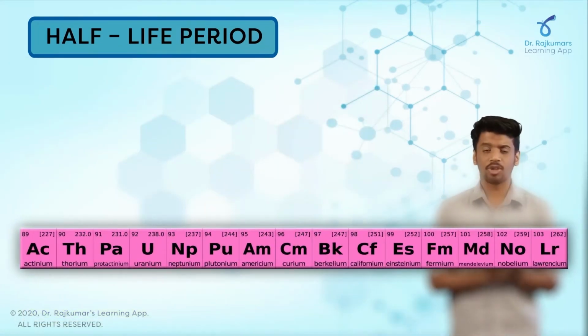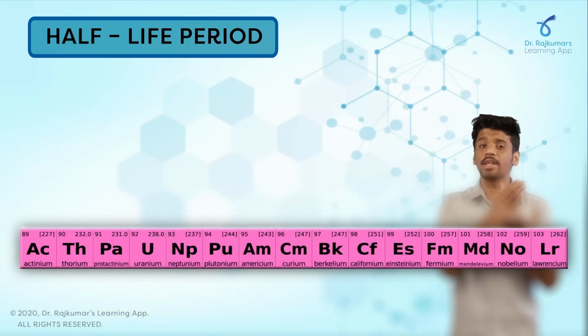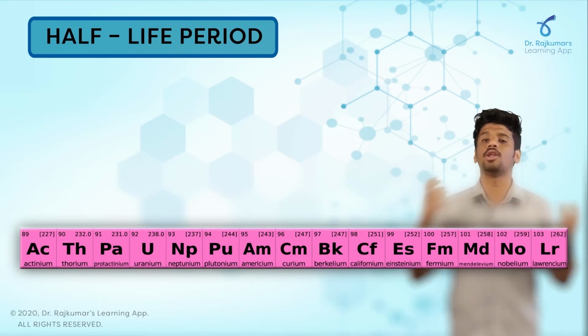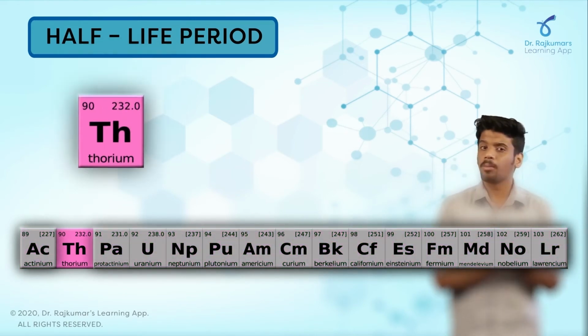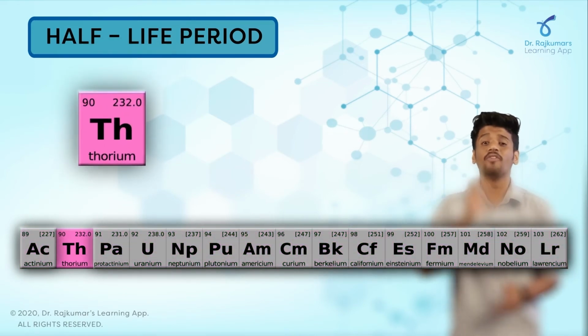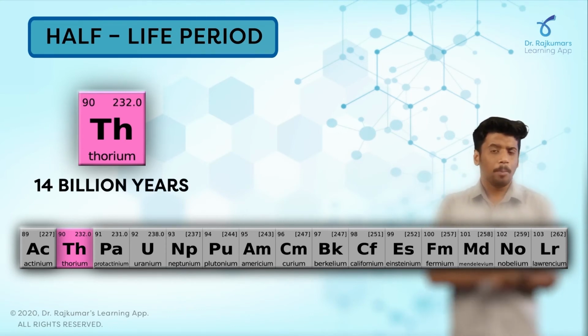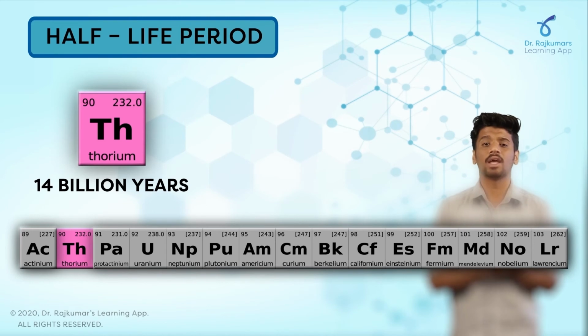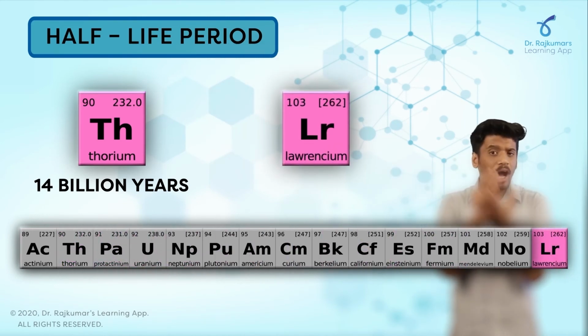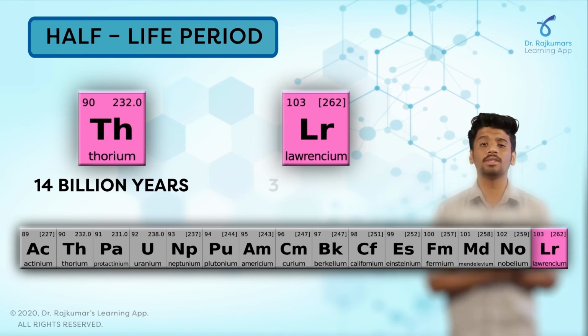The half-lives of the earlier members of the actinoid series are found to be really long. For example, thorium. It has a half-life of 14 billion years. But when we go down this series, the half-life of these elements will be really less. For example, lawrencium. The half-life of this particular radioactive element is just 3 minutes.